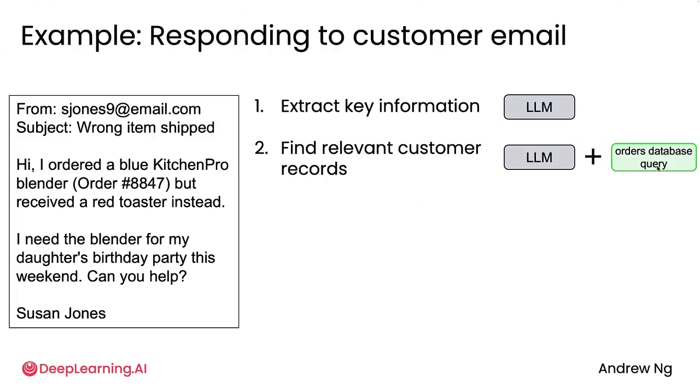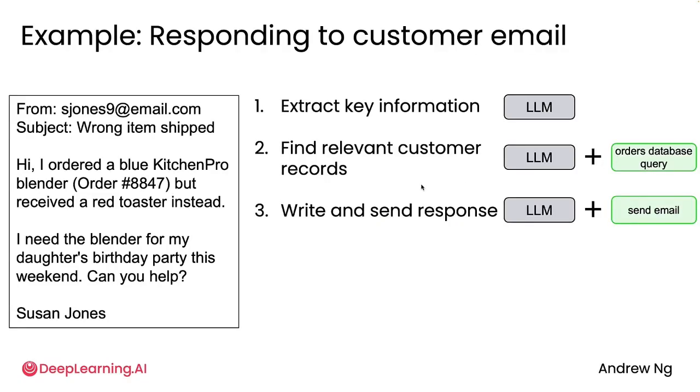I think an LLM with the ability to call a function to query the orders database should be able to do that. And then lastly, having pulled up the customer record or the customer order record, I might then write and send a response back to the customer. And I think with the information we pulled up, this third step is also doable with an LLM if I give it the option to call an API to send an email.